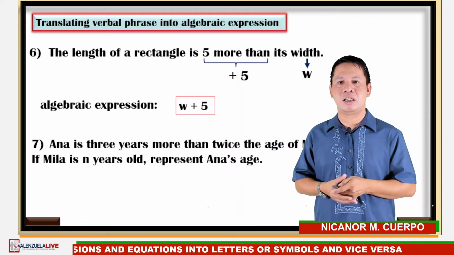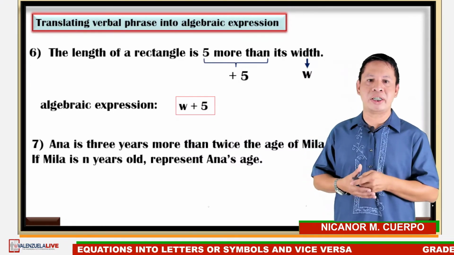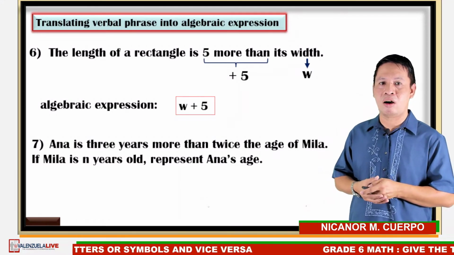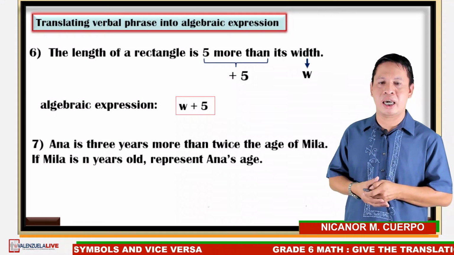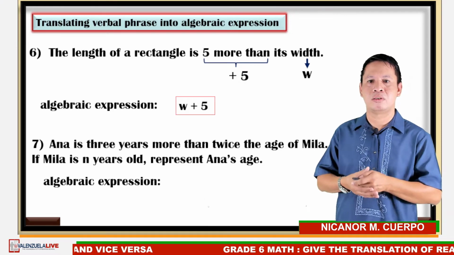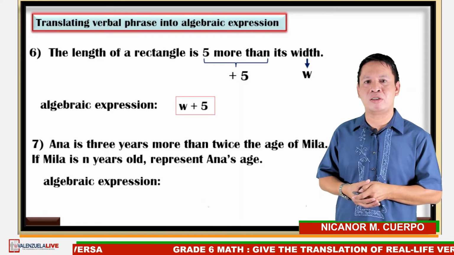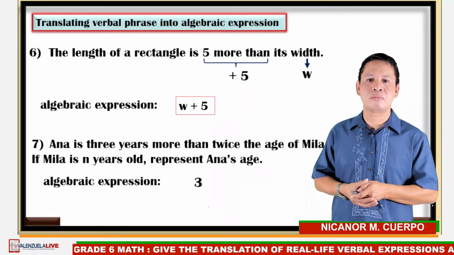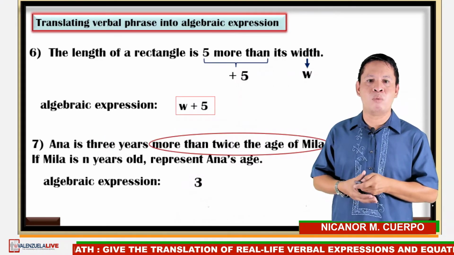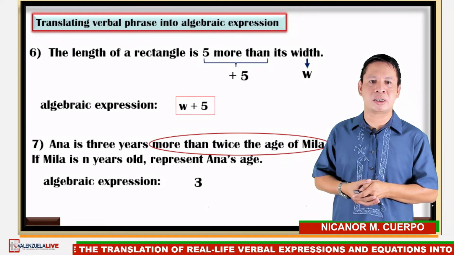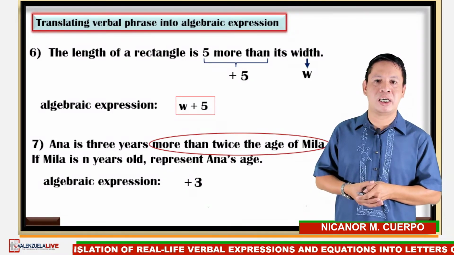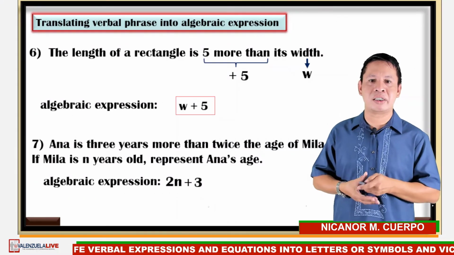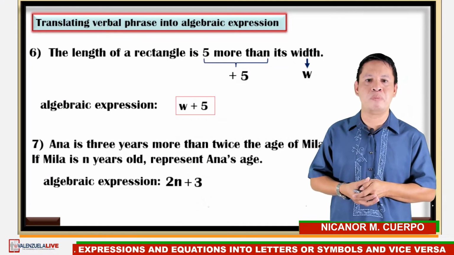Number 7, Anna is 3 years more than twice the age of Mila. If Mila is n years old, represent Anna's age. So the correct algebraic expression for that given verbal phrase: 3, then more than the twice age of Mila, so that is plus, then 2n, since n represents the age of Mila.